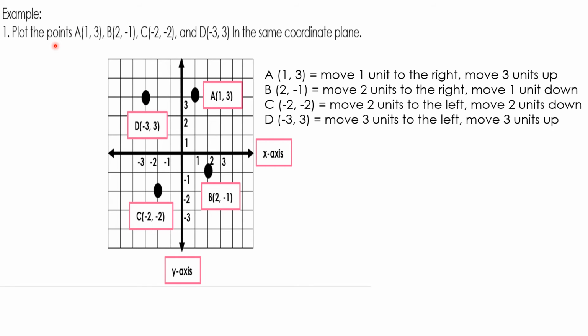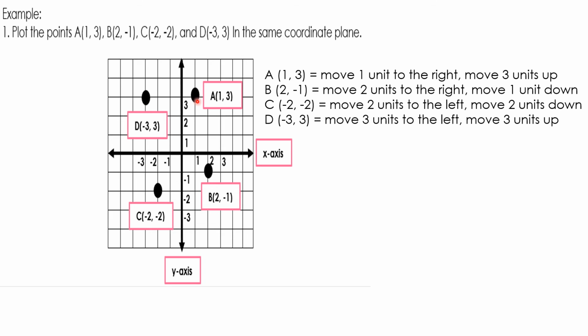Okay, so let's have an example. Plot the points A, B, C, and D. Point A is located at point (1, 3). So x is 1 and y is 3. You locate positive 1 on the x-axis, move 1 unit to the right, and then move 3 units up, since y is positive 3. 1, 2, 3. So that is part of our Cartesian plane.